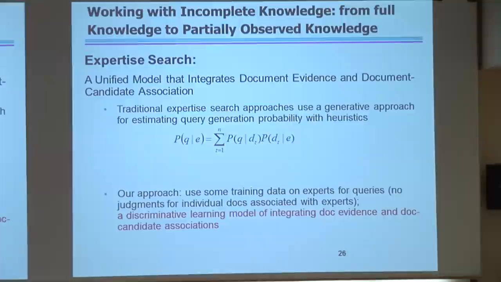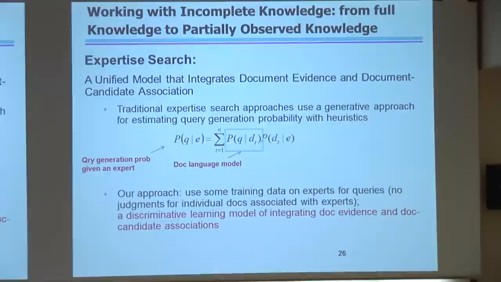And this is done by utilizing a generative probabilistic model approach. Again, this is similar to the language modeling approach for web search. Instead of modeling the generation probability of a query given a web page, it models the generation probability of a query given an expert. And what this formula shows is it looks at all of the documents in the corpus, and it models two components.